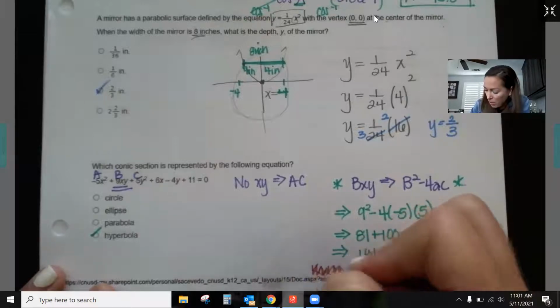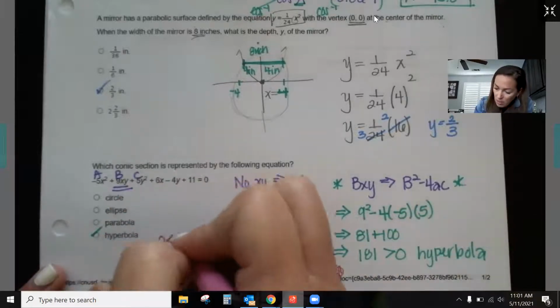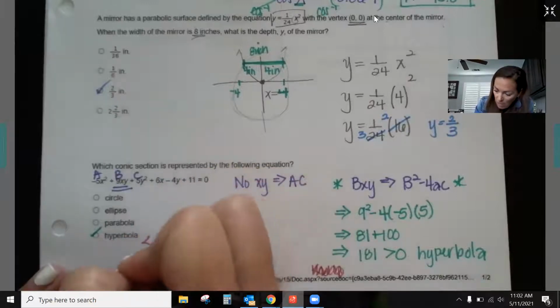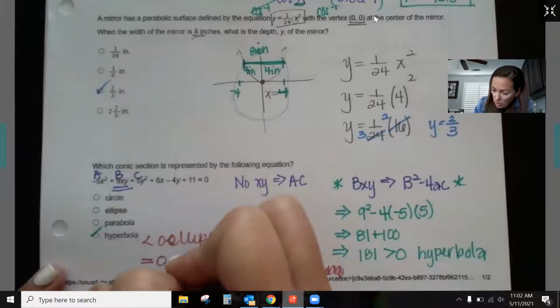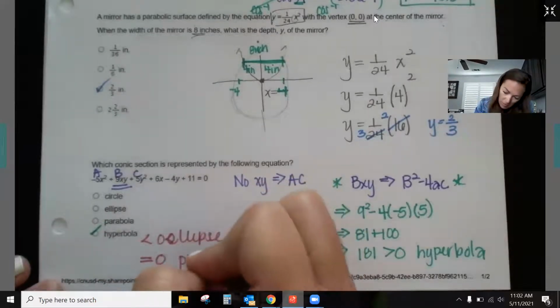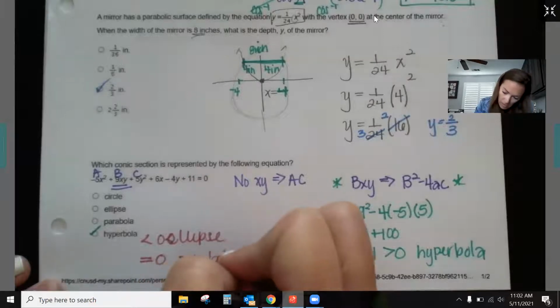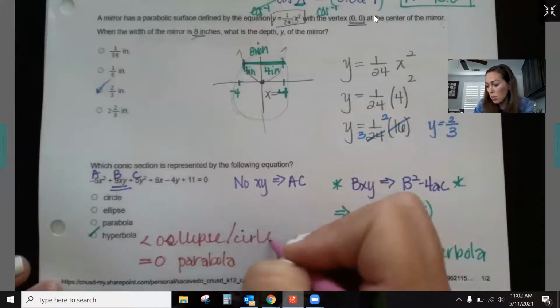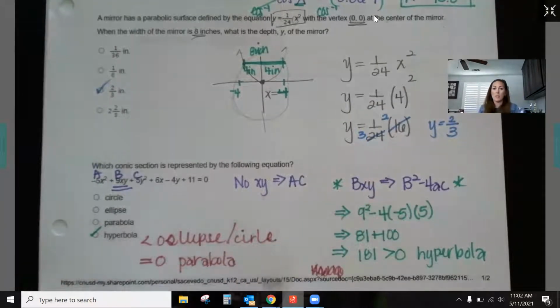Let me write this better. So if it's less than 0, it's an ellipse. If it's equal to 0, it's going to be a parabola. And this, they actually group it together, an ellipse or a circle. So they actually group those together.